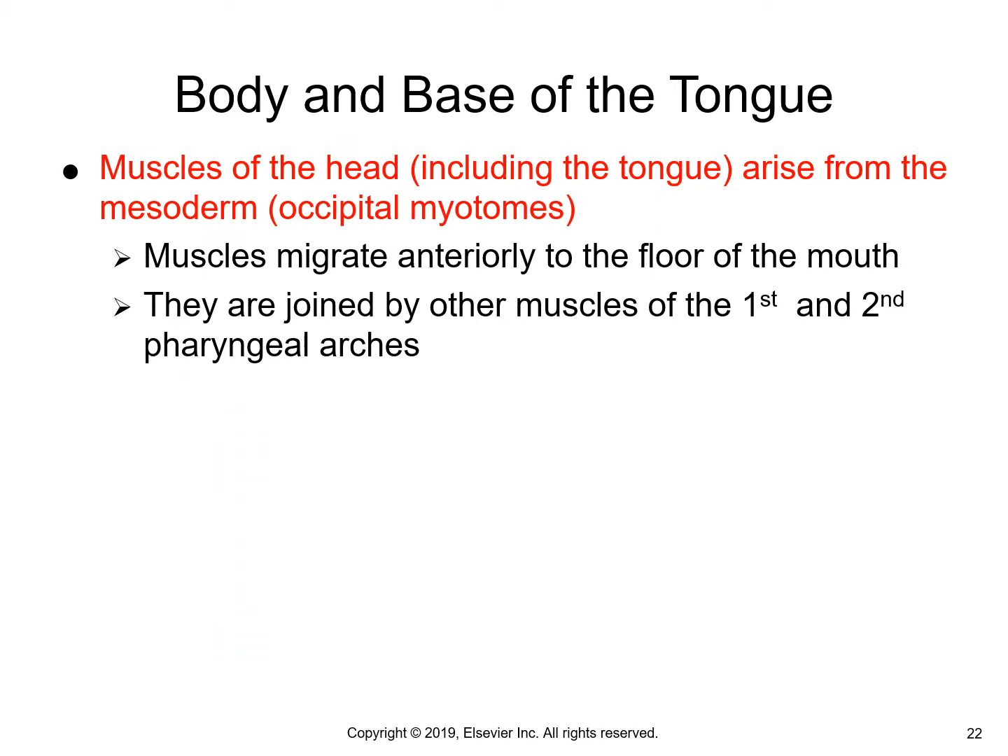So as far as the body and the base of the tongue, the muscles of the head, including the tongue, arise from the mesoderm, which are the occipital myotomes. These muscles will migrate anteriorly to the floor of the mouth, and they're joined by other muscles of the first and second pharyngeal arches.